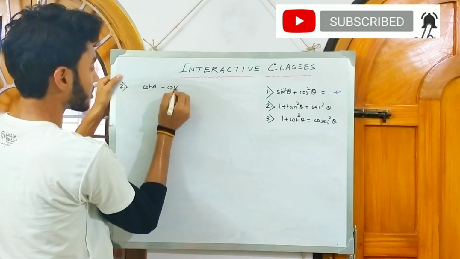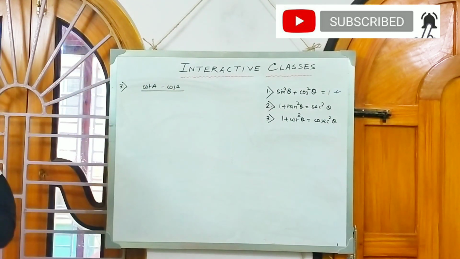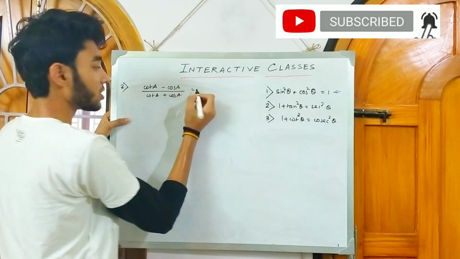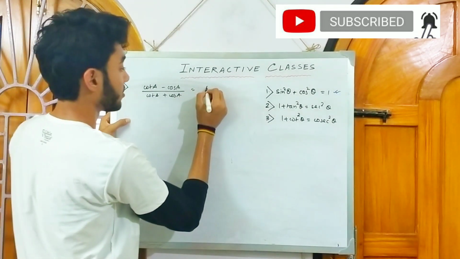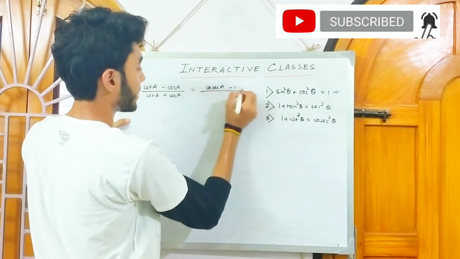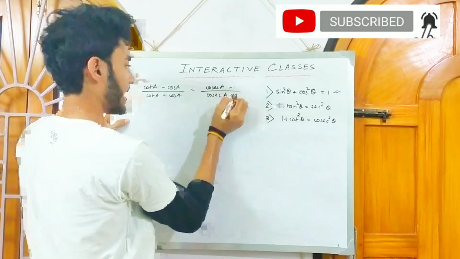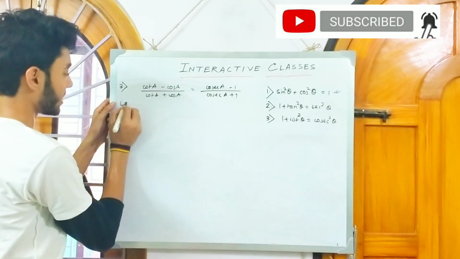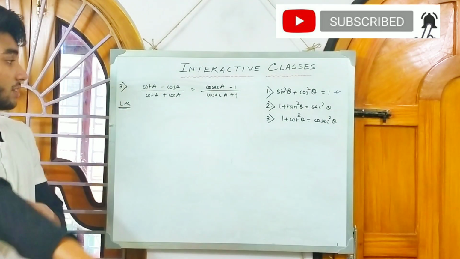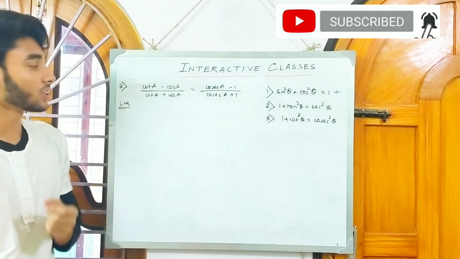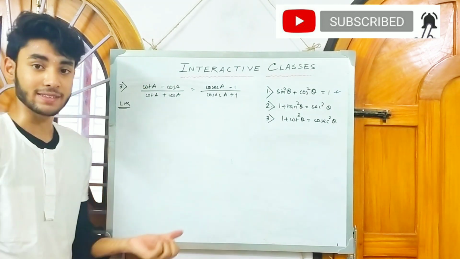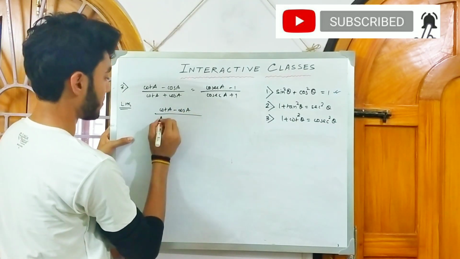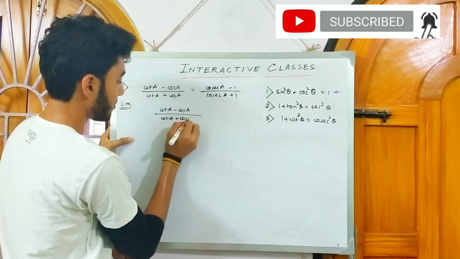(cot A minus cos A) by (cot A plus cos A) equals cosec A minus 1 by cosec A plus 1. Now this can also be done similarly by converting cot into cos A and sin A and then adding and subtracting. So let's start.